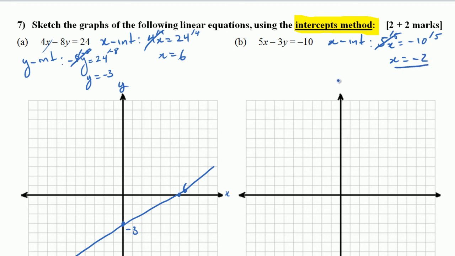Let's just put that on straight away. So we have the y and the x. Let's put on the x-intercept straight away. So negative 1, negative 2. It's to the left because it's a negative. So this value here is negative 2. And then the y-intercept, we imagine that the x doesn't exist.